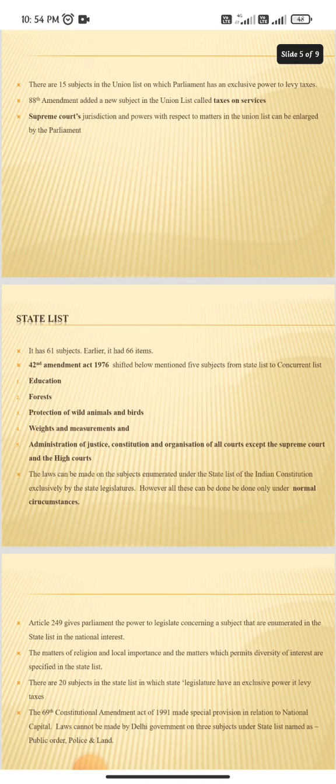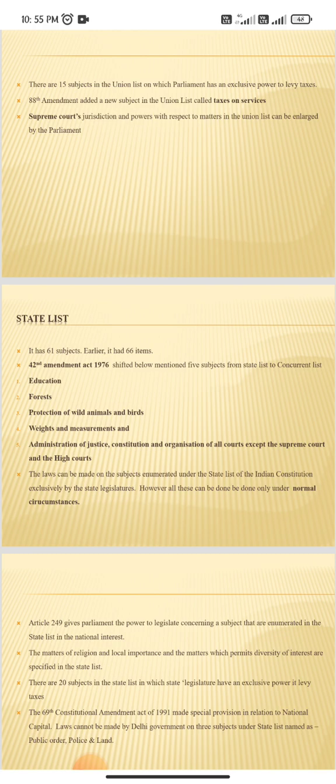And then the State list. The State list has 61 subjects. Earlier, it had 66 items. The State list was described in the 42nd Amendment Act, 1976. The subjects mentioned include education, forests, protection of wild animals and birds, weights and measurements, and administration of justice, constitution and organization of all courts except the Supreme Court and the High Court.